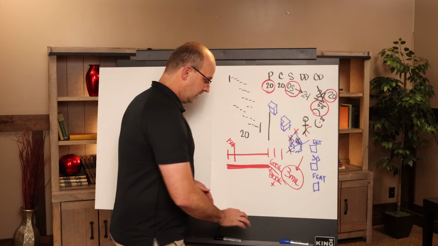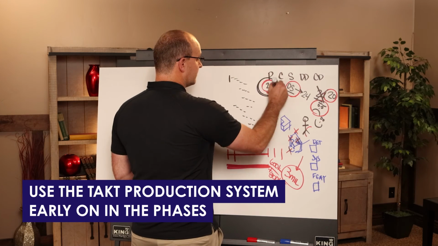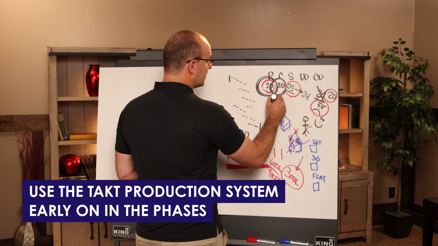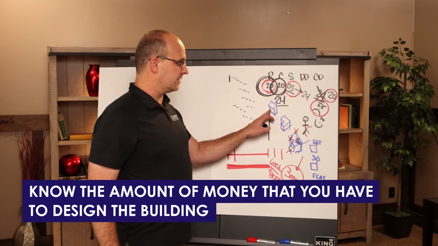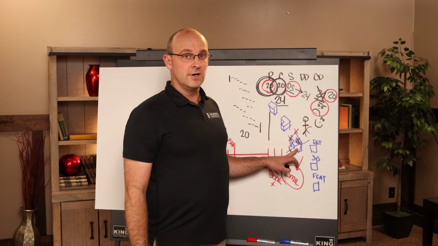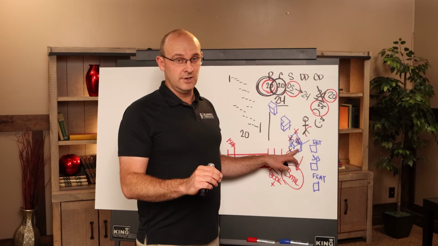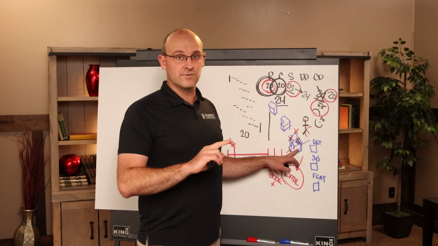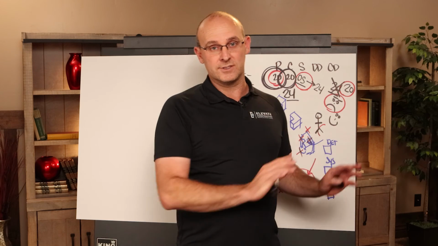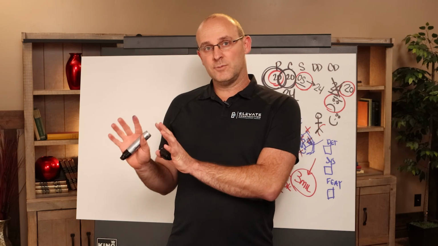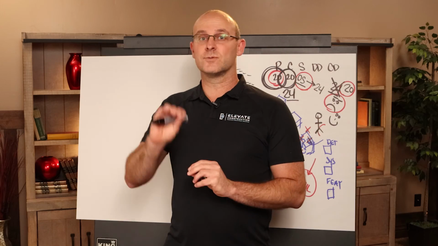The better way to do this from a value engineering standpoint is to actually use the Takt Production System early on in these phases, actually know what the project will take, and know the amount of money that you have to design the building. Never let it overrun the cost, right? Really add value and design the right systems and the right building for the right quality, value, and cost from the beginning in a responsible way. So what value engineering is not is lopping off appendages. What it should be is always knowing how much money we have for this design and achieving a design that's within those targets, within those parameters.